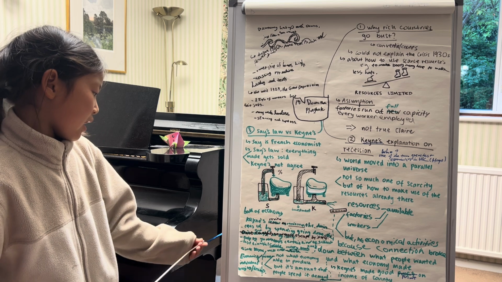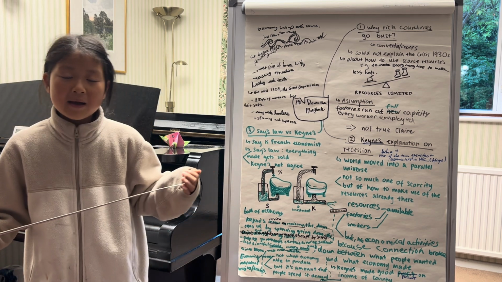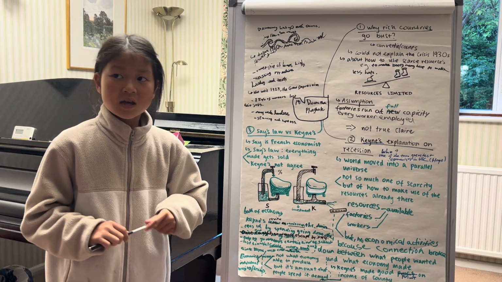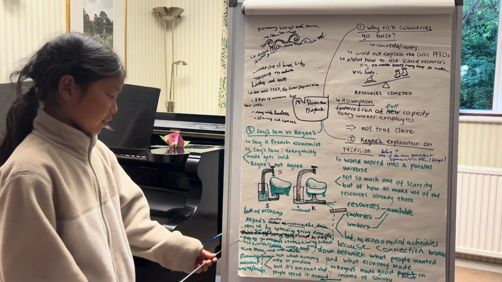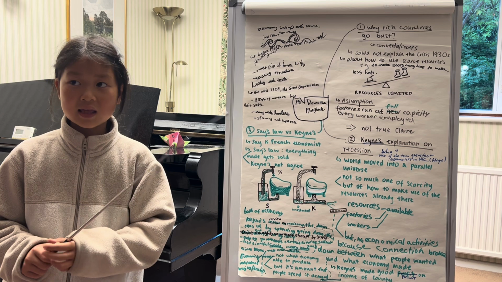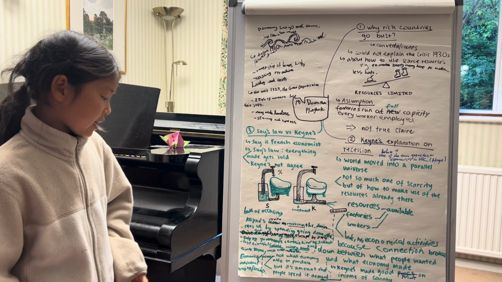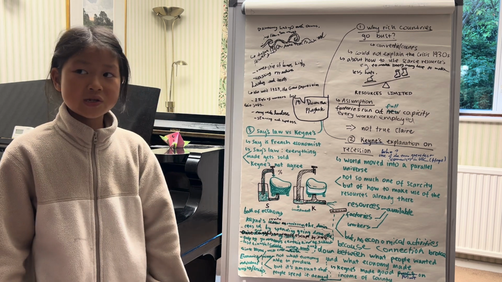Since Keynes, there were different types of economics. There were two parts. One of them was macroeconomics, which is economics as a whole, and the other one is microeconomics, which is individual buying decisions.